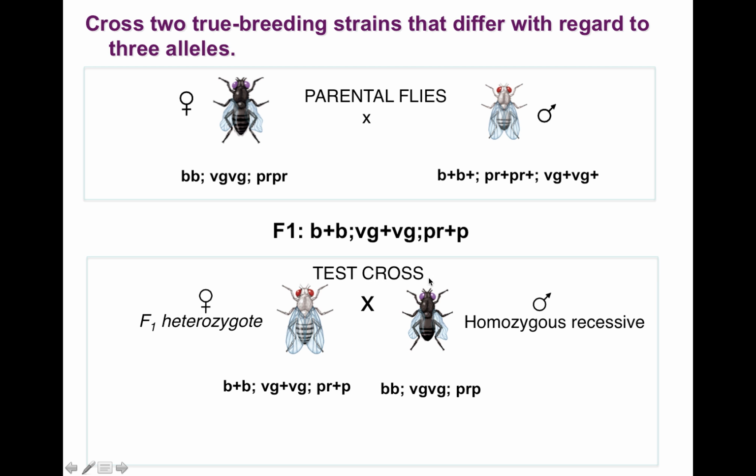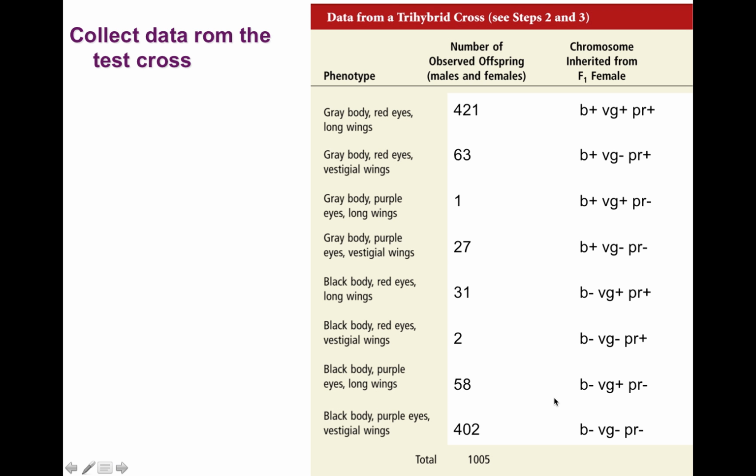We then set up a test cross between one of these F1 females and a test cross male, and the test cross male is always homozygous recessive for all the alleles. So for this gene, it has the two black alleles, vestigial for this gene, and the two purple eyes for this one. Okay, so we're going to collect our data from the test cross.